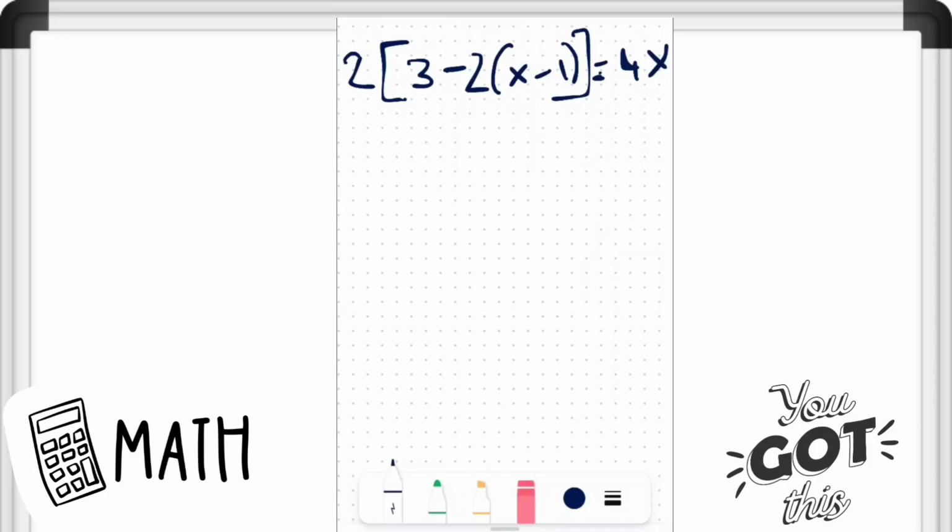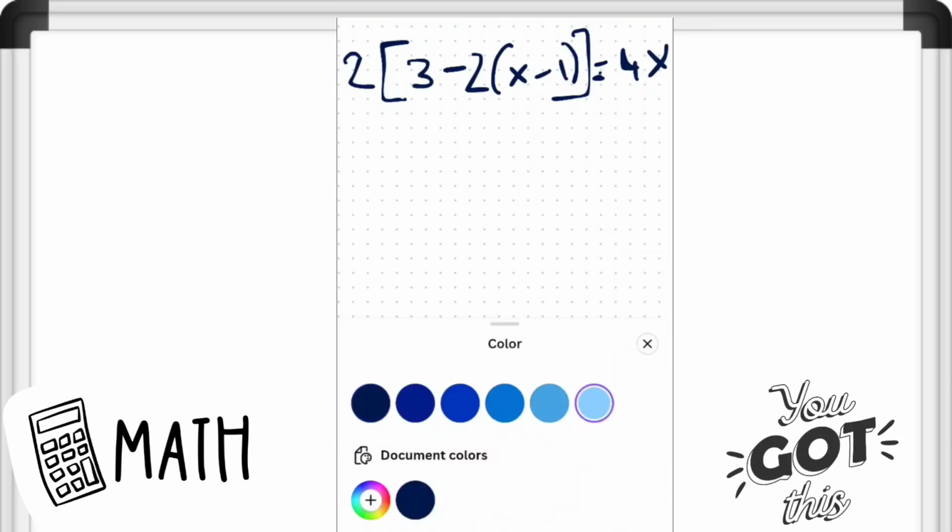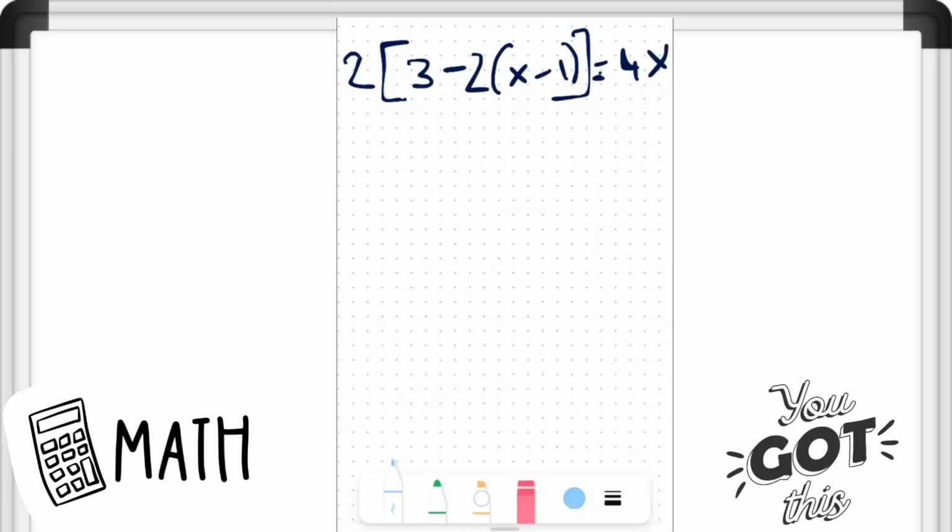So let's jump in. Firstly, we want to solve these brackets. These ones over here, we need to remove. So we work from the outside to the inside. Okay?